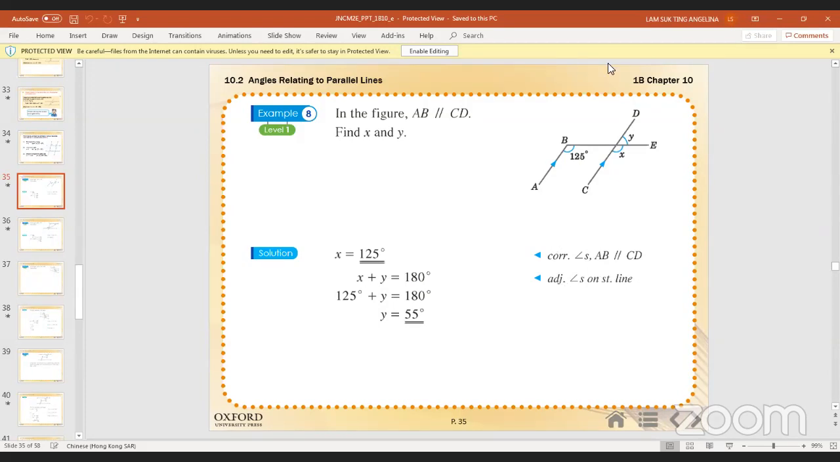Now, if you were attentive enough, you should know that last time when I did the problem, I wrote the reason inside a bracket like that.